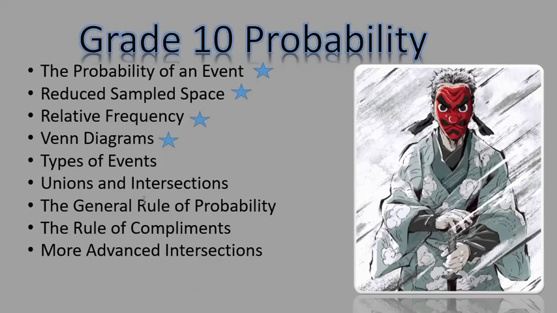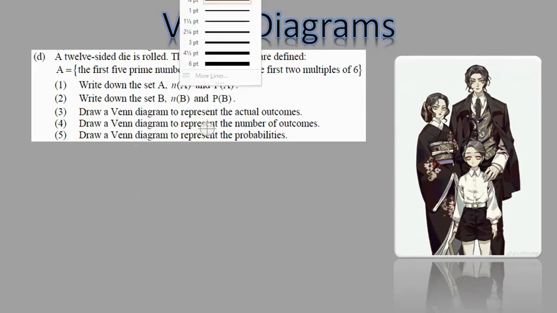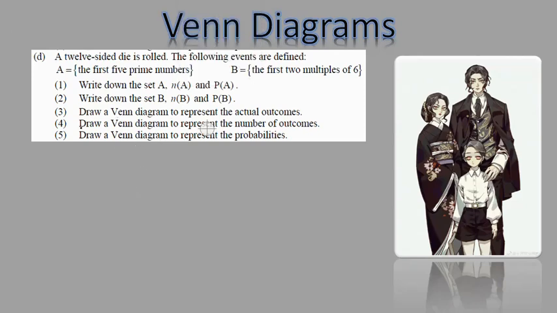Now, the things that I want to cover today are a few, but I want to start with the question that I left you with before. So let's solve this part here. Let me choose a black pen with a small ink. It says a 12-sided die is rolled. I hope you can see that. The following events are defined: you have event A, you have event B.